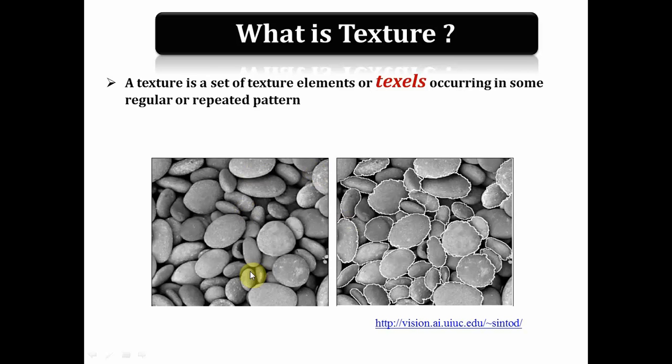This is a different kind of image. In this image you can see that these are nothing but rivers and pebbles. There are different types of aspects, and from that you can decide the texture. Okay, so texture is a set of texture elements. They are also known as primitives or texels. They occur in some regular or repeated pattern. Okay, you may get a regular pattern, a repeated pattern or an irregular pattern. The texture can be anything.